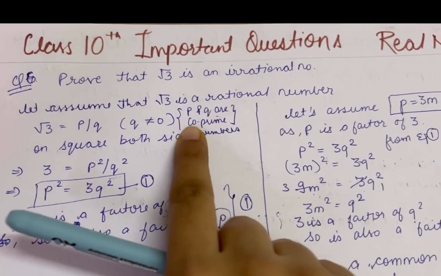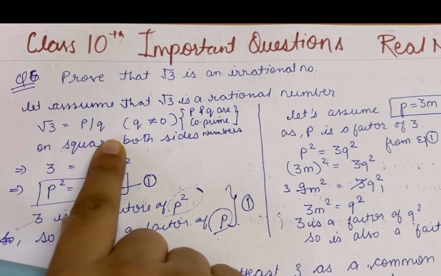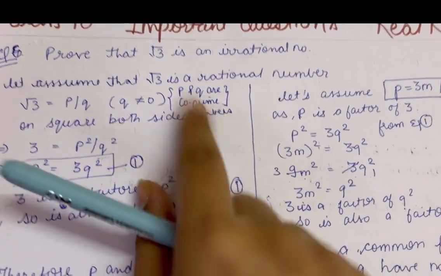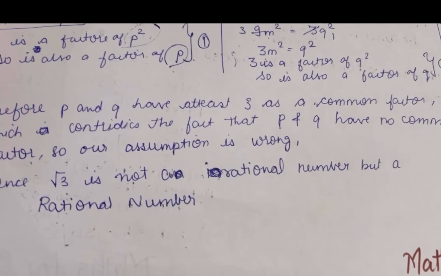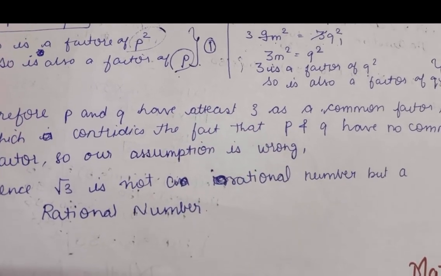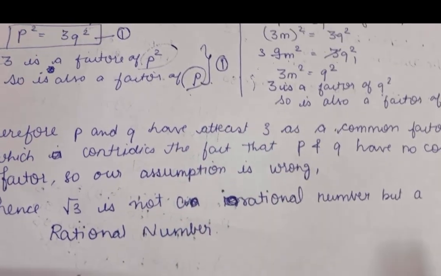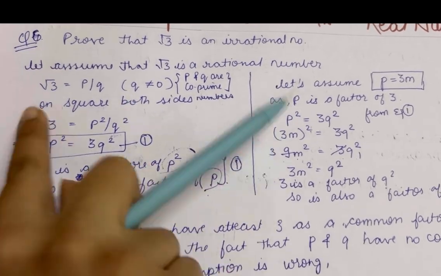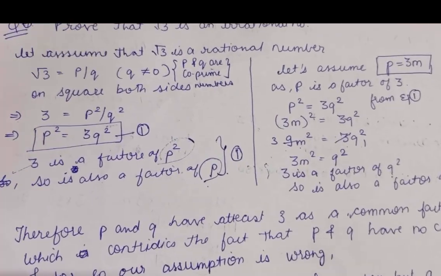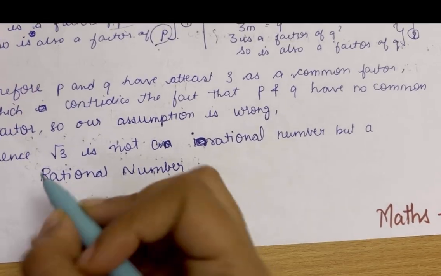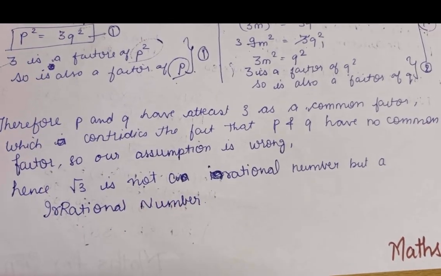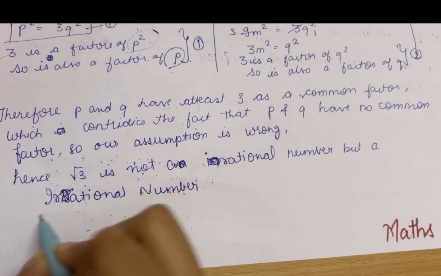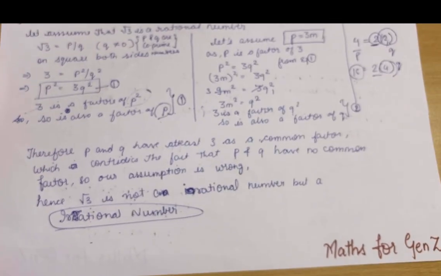From this, we have proved that this assumption, which says that root 3 is equal to P by Q, where P and Q are co-prime numbers, is wrong. And as this assumption is wrong, root 3 is not a rational number. So if root 3 is not a rational number, it will be an irrational number. So root 3 is an irrational number.